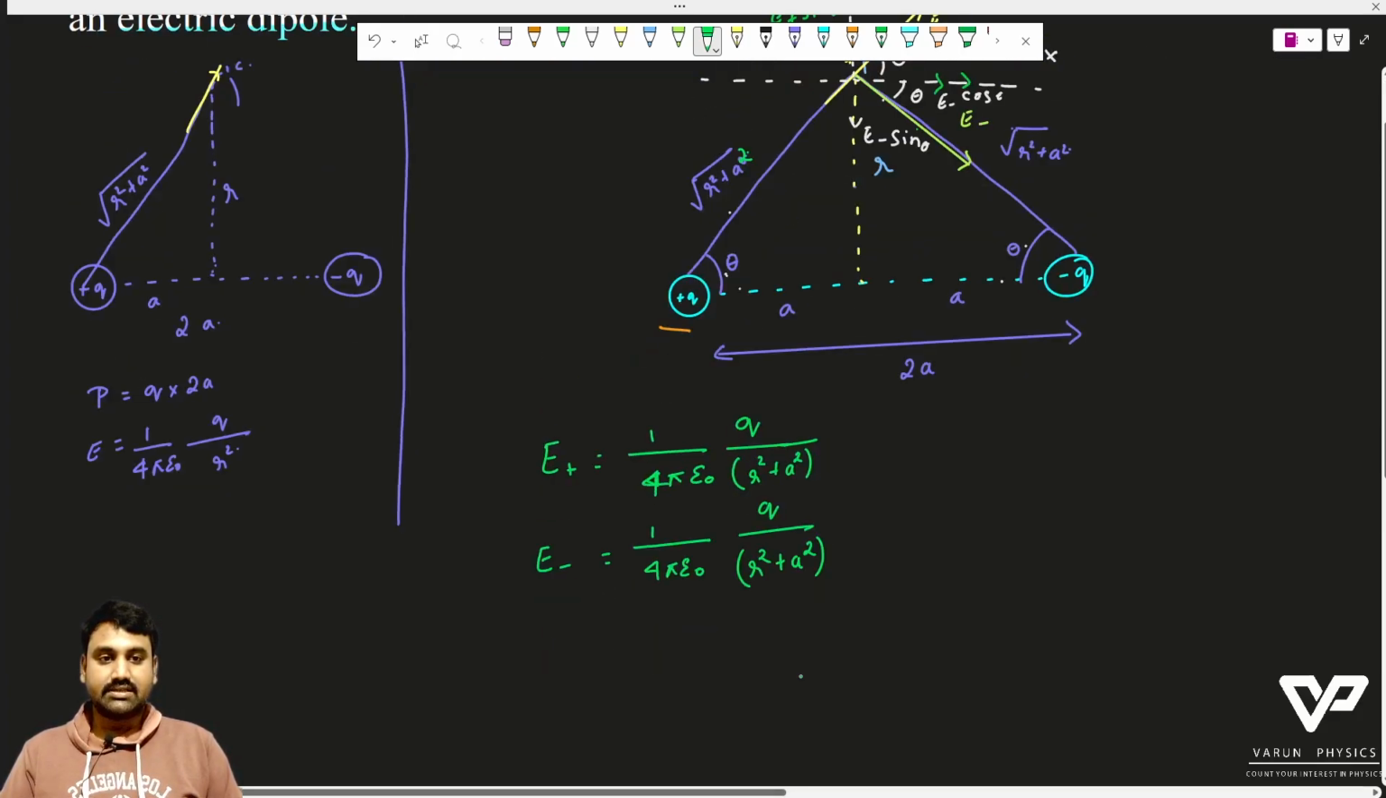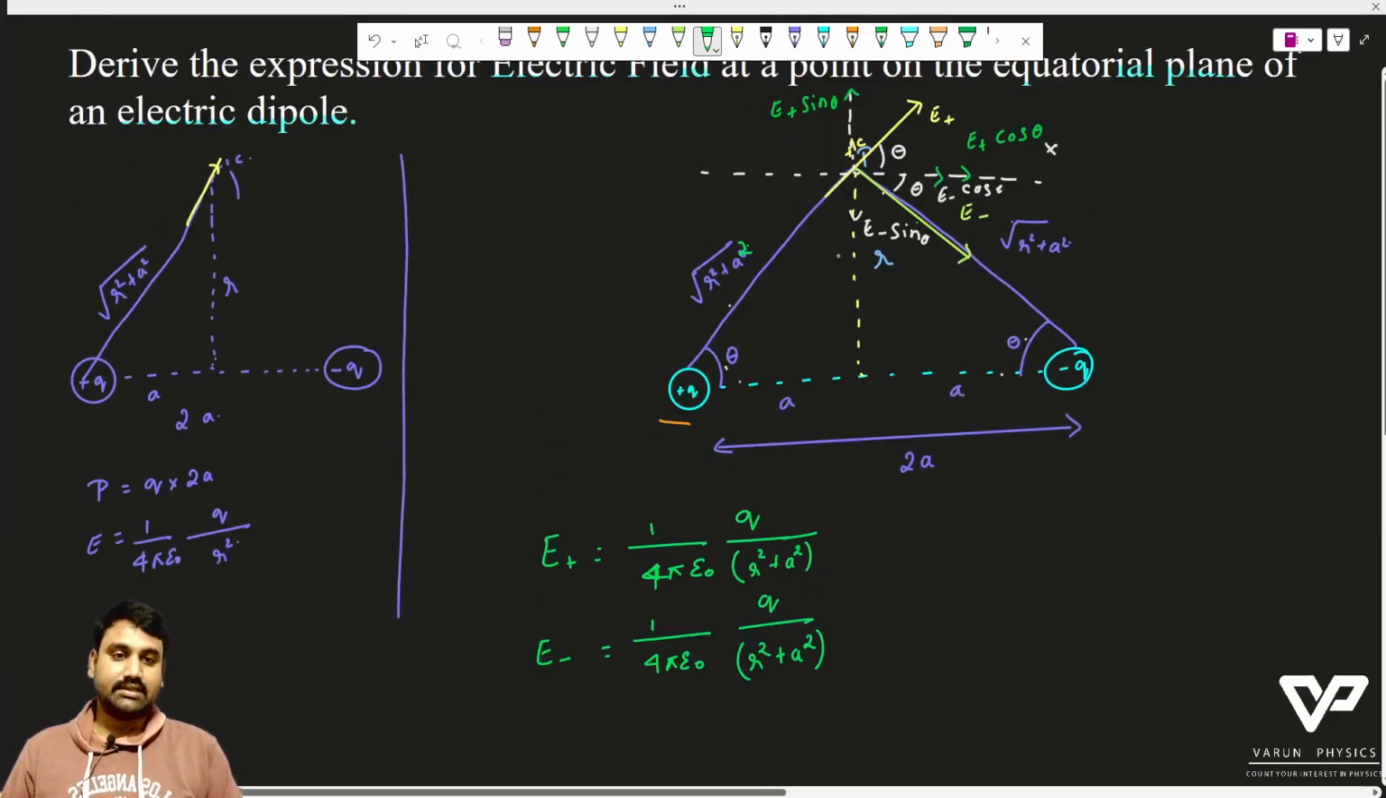So from this, and theta is the same in both cases, we can say that E plus sin theta is equal to E minus sin theta. Since they are the same in magnitude but opposite in direction, both will get cancelled. Hence, they will cancel each other.